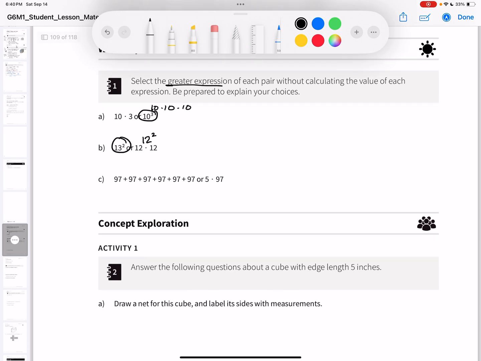Now let's say we have 97 plus 97 plus 97 plus 97. We have it 1, 2, 3, 4, 5, 6 times, or 5 times 97. Well, 97 added together 6 times would be like doing 6 times 97. So which one is bigger? Multiplying 97 by 6 or multiplying 97 by 5? Obviously, it's the 97 by 6.